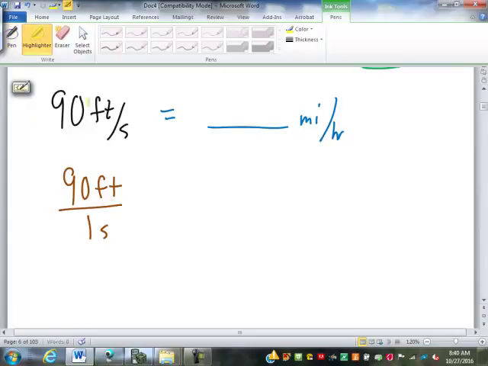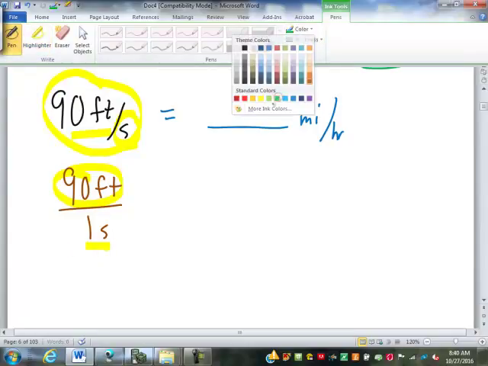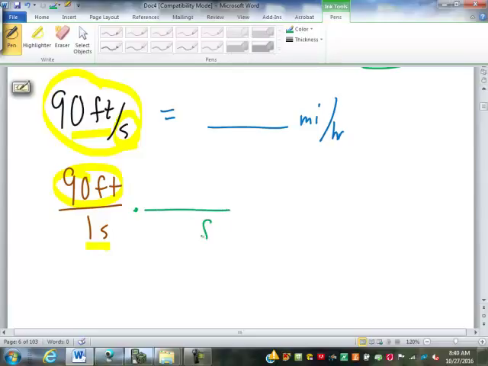This step right here is the key. You take this 90 feet per second, and you have to be able to put it into a ratio. 90 feet goes on top, and the bottom unit has a value of just 1, a number of just 1. So it's 1 second. And from there we can convert feet on bottom to cross cancel those, going into miles. 1 mile is 5,280 feet.